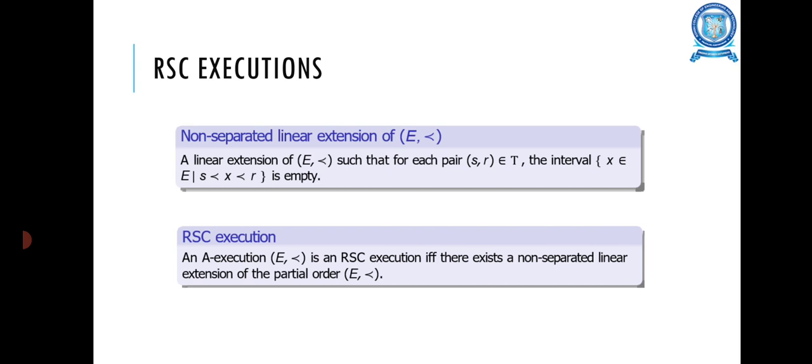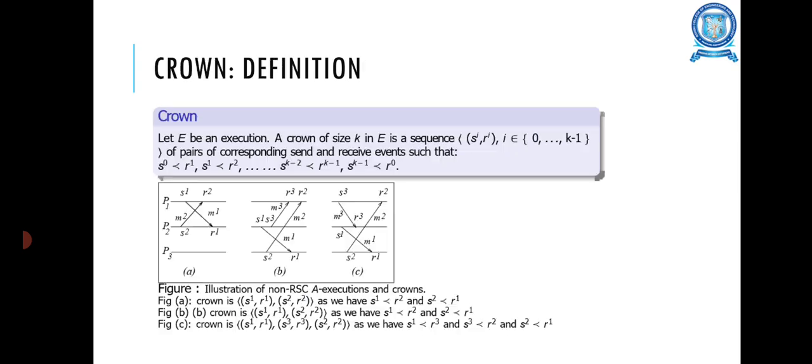Then the next one is the RSC execution. An asynchronous execution E, precedes is an RSC execution if and only if there exists a non-separated linear extension of the partial order of E, precedes. Then the next one is the crown. Let E be an execution. A crown of size K in E is the sequence (S_i, R_i).